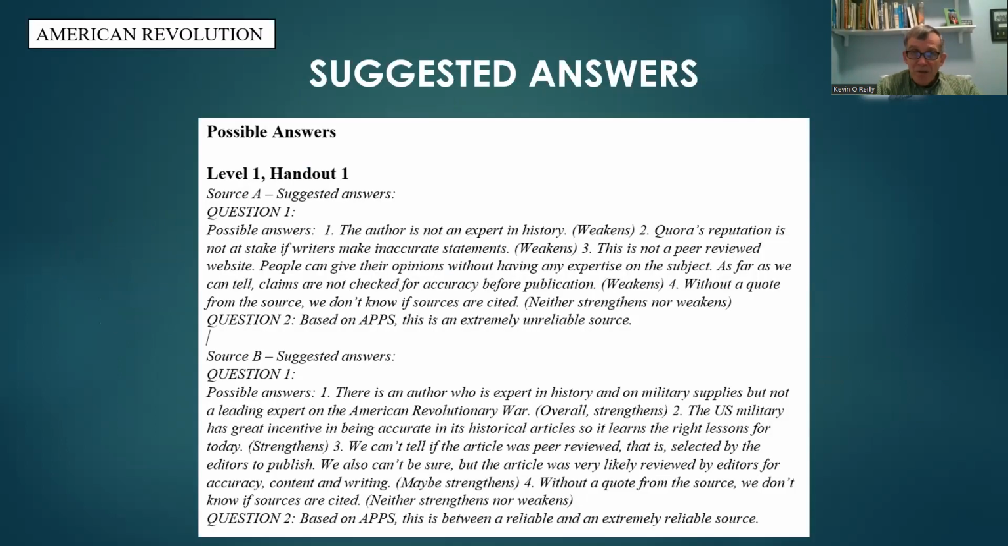In terms of suggested answers, this is from the American Revolution. You see up in the left-hand corner, it says what the unit is. So here you have source A, and it says possible answers. The author is not an expert, and that's one of the variables. Quora's reputation is not important, but you see number 3, this is not a peer-reviewed website. So here the students are getting practice on the direct instruction of how to do this. P is one of the things they're looking for. Is it peer-reviewed? They're not going to remember that without some practice, and this sort of thing allows that. So there's suggested answers for each of the lessons.